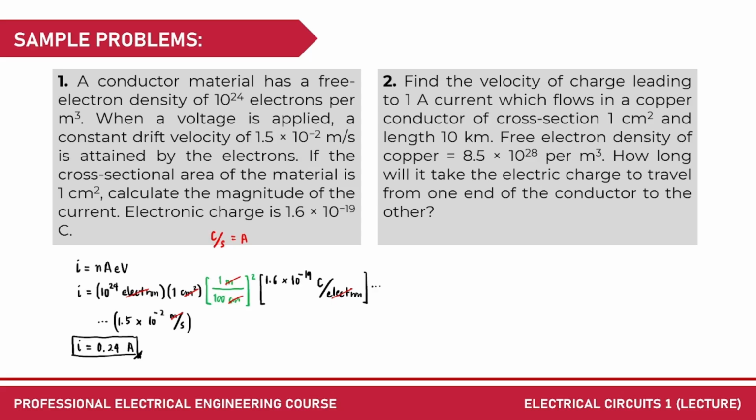Now, another problem: find the velocity of charge leading to 1 ampere current which flows in a copper conductor of cross-section of 1 square centimeter and the length of 10 kilometers. Free electron density of copper is equal to 8.5 times 10 raised to 28 per cubic meter. Now the question is, how long will it take the electric charge to travel from one end of the conductor to the other?